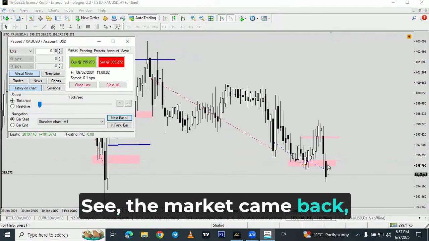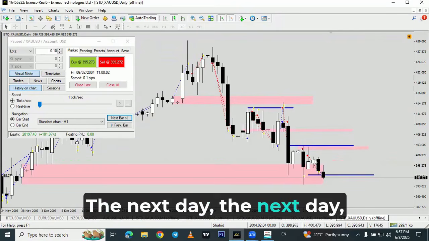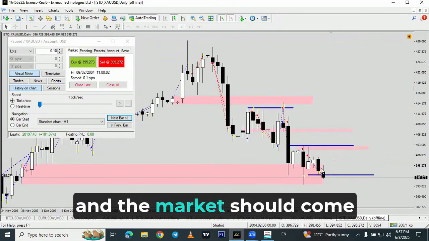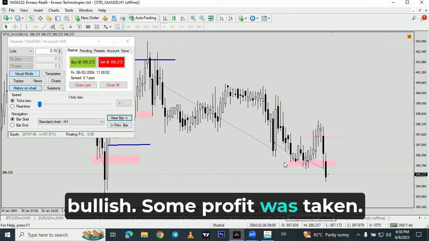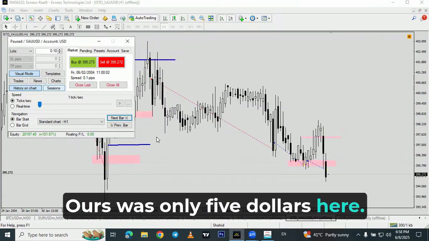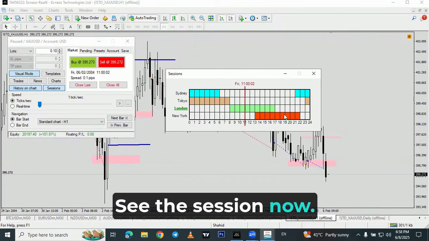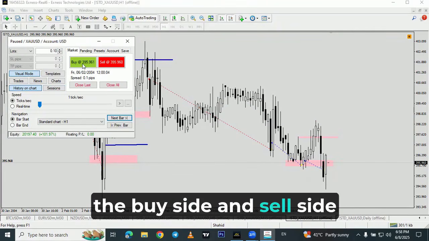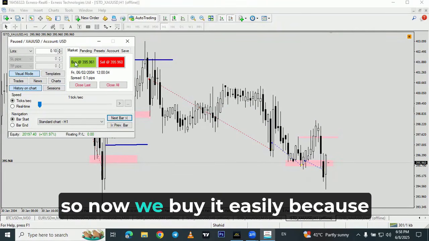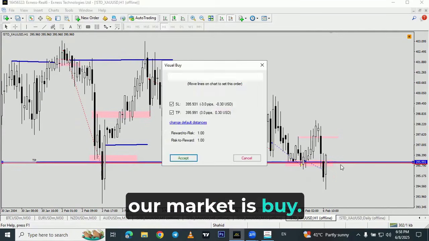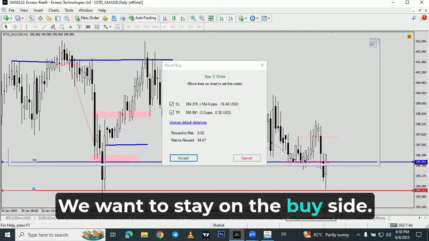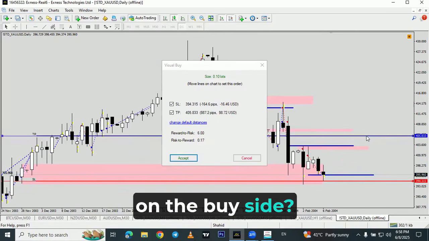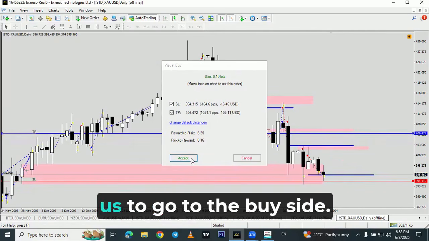See, the market came back. Why did it come back? The next day, we said it would pick the low and the market should come bullish. Some profit was taken. Ours was only $5 here. No problem here. See the session now. We also check New York because the market is doing it here. See, the buy side and sell side have happened here. So now we buy it easily because our market is buy. We want to stay on the buy side. Why do we want to stay on the buy side? Because what we have is telling us to go to the buy side.